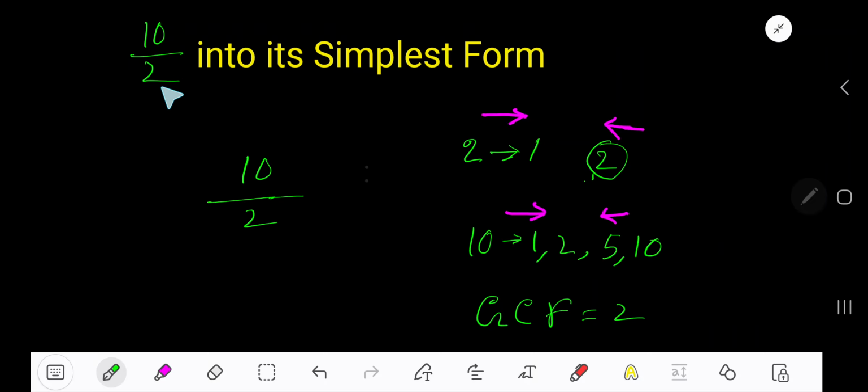How to simplify the fraction 10 over 2 into its simplest form, lowest term, or reduced form? To simplify this fraction, we need to divide the numerator and denominator by the greatest common factor or divisor.